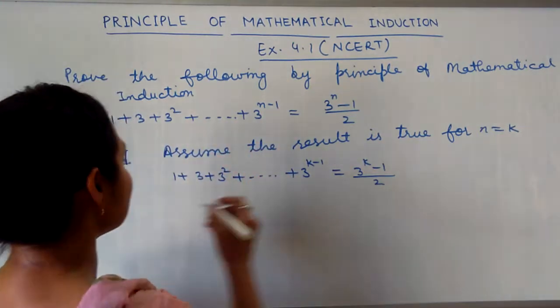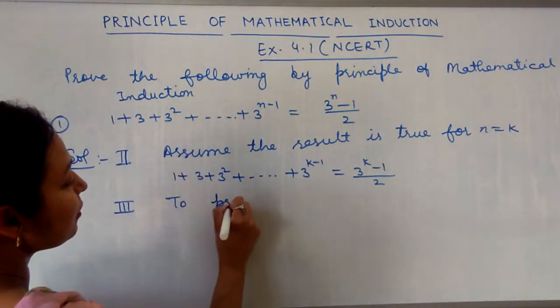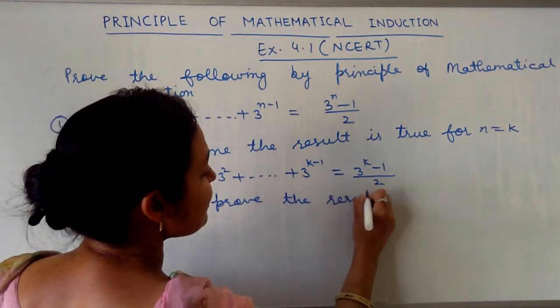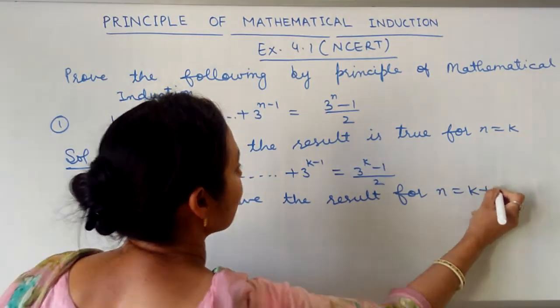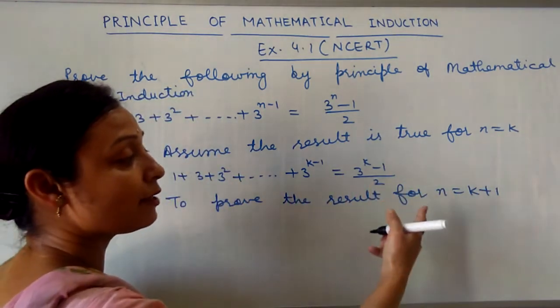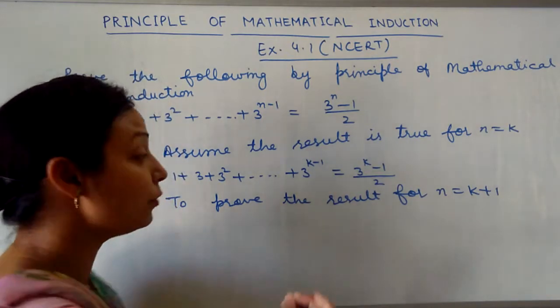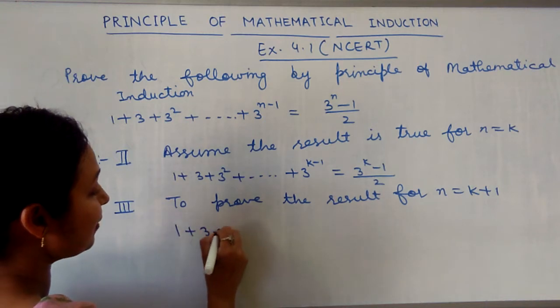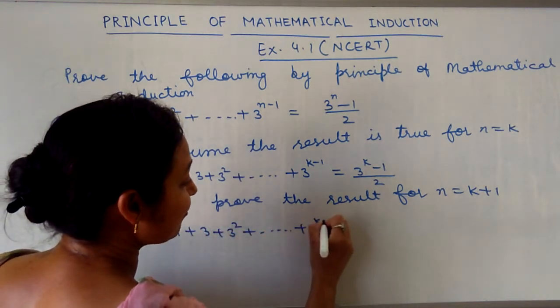Okay, come to the third step, in which you have to prove the result for n equals k plus 1. For finding the value for k plus 1, what do you have to do? Take the same terms, 1 plus 3 square plus, and so on, 3 raised to power k minus 1.